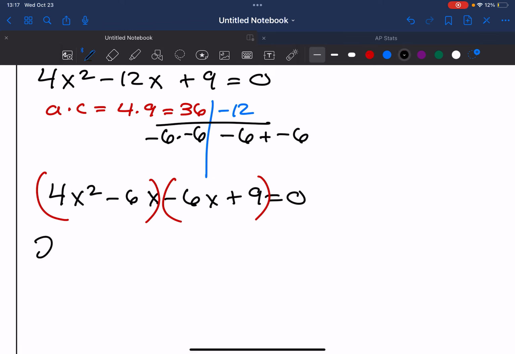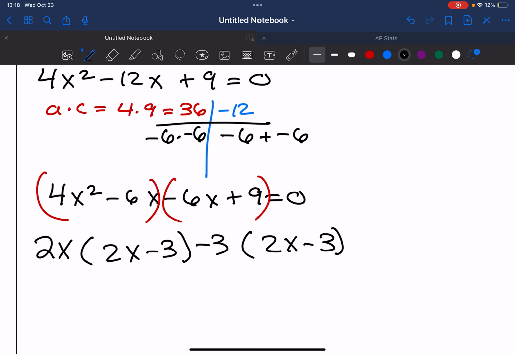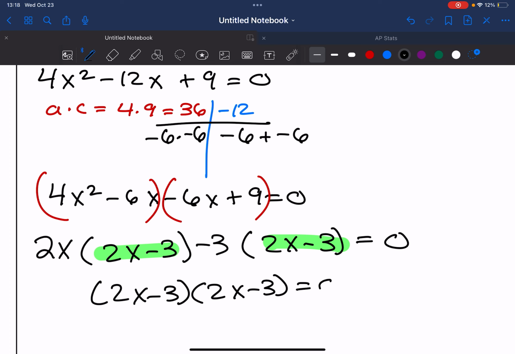So the first one I can take out a 2x, and I'm left with 2x minus 3. And in this one, I can take out a negative 3, and I'm left with 2x minus 3. Because remember, I want these to be the same. So that's why I knew that I had to take out a negative 3 in order for that negative 6x to become a 2x. Okay, equals 0. So I'm left with 2x minus 3 times 2x minus 3 equals 0.